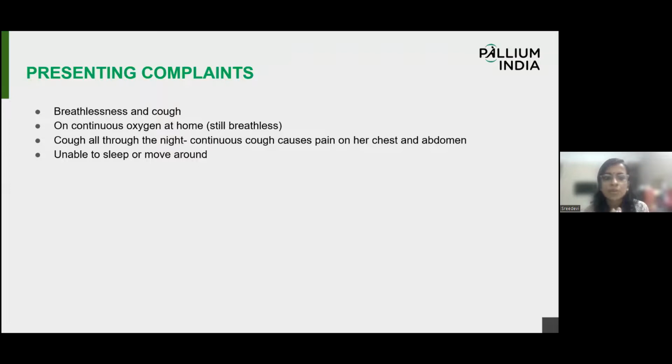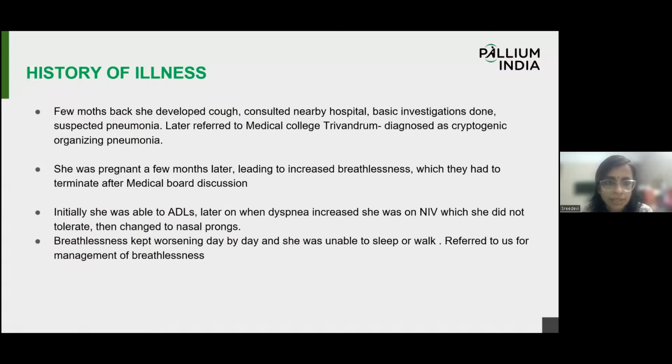So she came to us with severe breathlessness and cough. Initially, her husband came to us because the patient could not travel because she was at home on continuous oxygen and still breathless. And she was coughing all through the night continuously. And when she coughs continuously, it starts giving pain in her chest and abdomen. And she's unable to sleep or move around. So she's literally on oxygen, awake all the time, unable to sleep and do her daily activities.